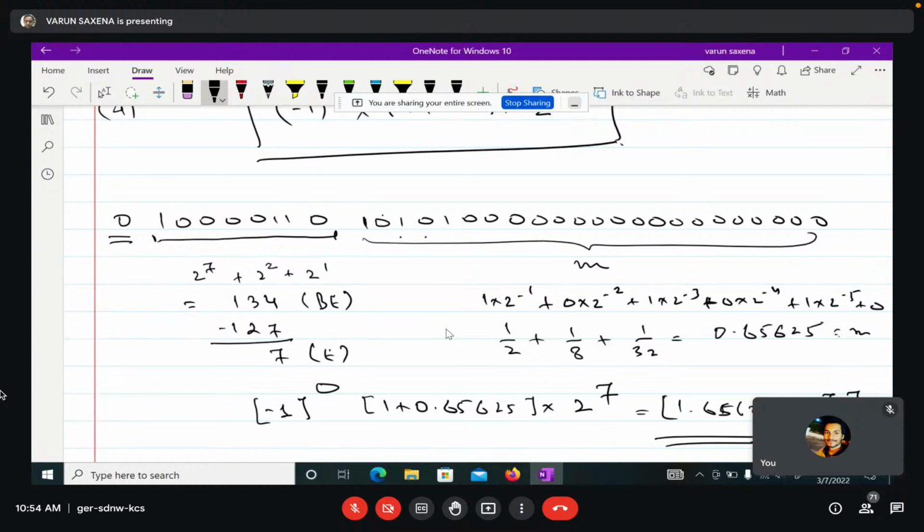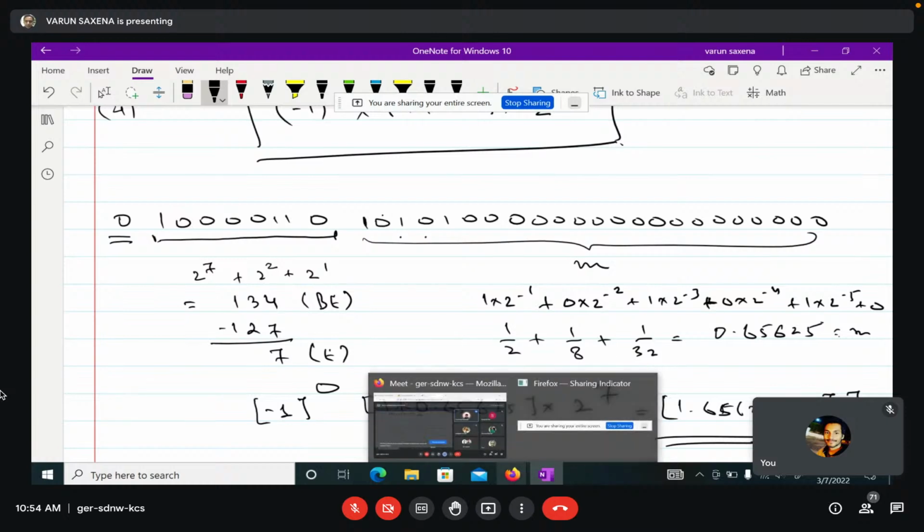Sir, why minus 1 to the power 0? Oh, that just gives you positive or negative, right? So if this was a negative number, then minus 1 to the power of 1 would give a minus sign. So automatically a decimal number with a minus sign. Or you could just not write it and just write a minus sign by looking at the sign.